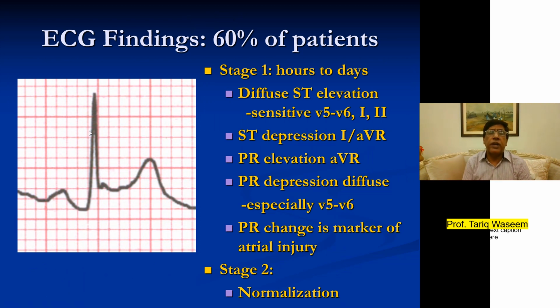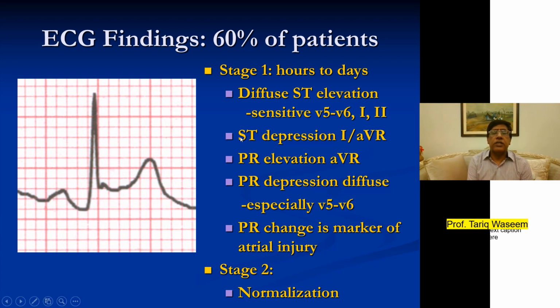Now, the ECG findings, as I said, may be noticeable in only 60% of patients with acute pericardial disease, and they can be staged into early findings and late findings. The early findings in stage 1, which can be seen within hours to days of onset of symptoms, may be diffuse ST segment elevation. Notice this ST segment elevation at this arrow, which is quite sensitive for pericardial disease, and it is more noticeable in leads V5 and 6, or maybe limb leads 1 and 2.